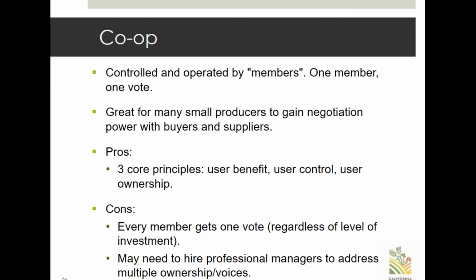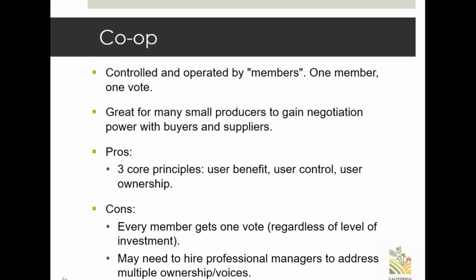A co-op is controlled and operated by the members, one member, one vote. It's great when you have lots of small producers, like you've seen with milk co-ops and some others. It really helps you with bargaining power in particular: the ability to bargain for lower prices to purchase items and to sell at higher prices than one individual might be able to benefit from.